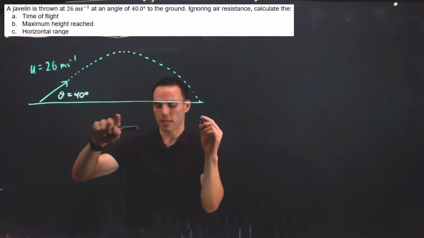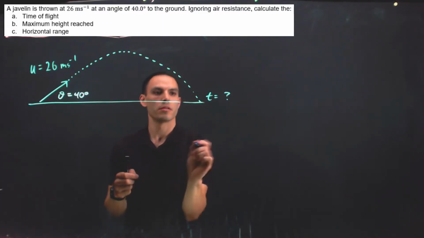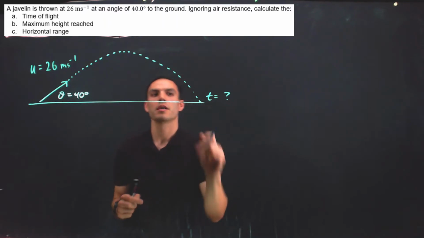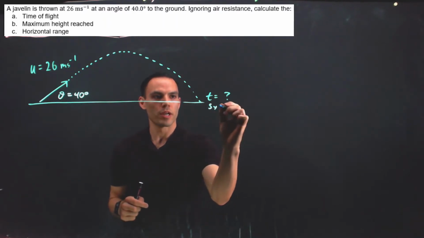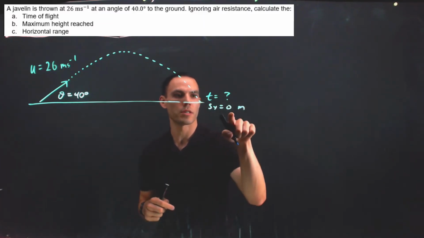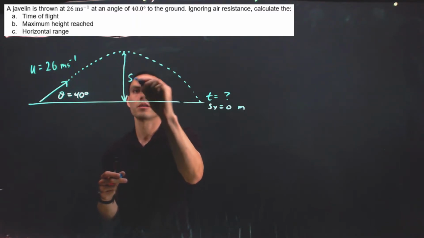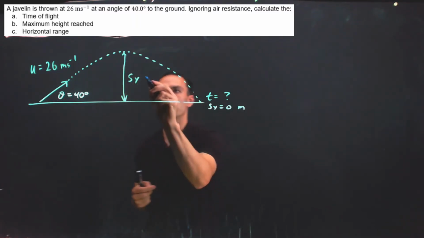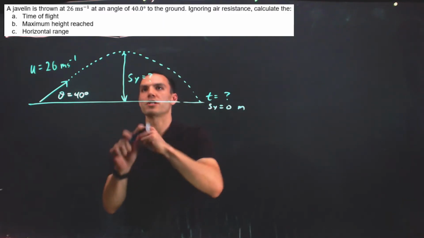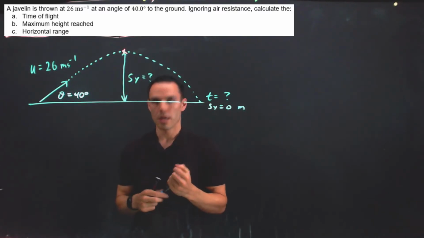There's a couple of things that we might need to find here. There's the time of flight, so that's what we're trying to work out. How long does it take for the projectile to be launched to land at this point? What else do we know at that point? We know that the vertical displacement is going to be 0. And in other parts of the question, we're trying to figure out the maximum height, so what's the height at this position up here?